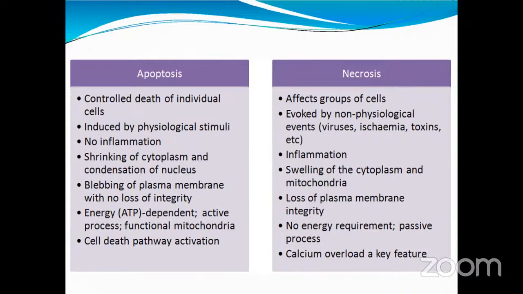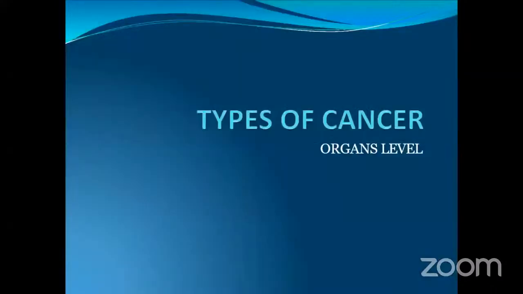Whereas necrosis affects a group of cells, evoked by non-physiological events like viruses or toxins, etc. Then inflammation: it can cause inflammation of the surrounding cells. Then swelling of the cytoplasm and mitochondria, loss of plasma membrane integrity, no energy requirement. It's a passive process. And calcium overload is the key feature. If there is a greater amount of calcium, then it can be necrosis.